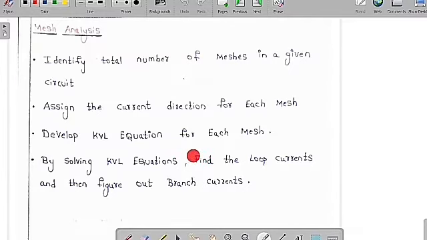So in the mesh analysis, the first thing is you have to figure out how many meshes are there in a given circuit and assign the current direction, either clockwise or anti-clockwise, up to you. And then you have to apply the KVL equations. And the number of meshes is equal to the number of KVL equations, as the number of KVL equations is equal to the number of unknown parameters. So you can solve all those equations and you can get the loop currents. So with the help of these loop currents, you can figure out the value of the branch currents also. So this is the procedure. You should always go for the mesh analysis.